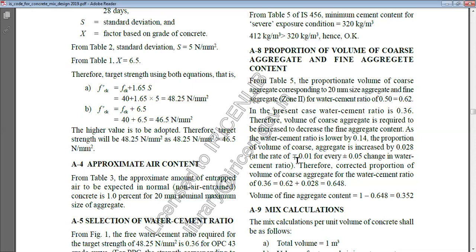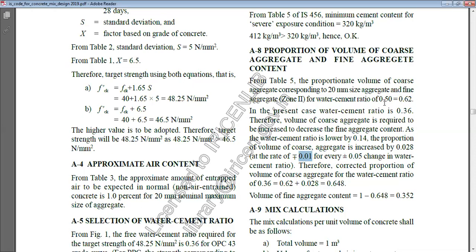If you increase or decrease the water cement ratio by 0.05, then obviously you need to decrease or increase the volume of aggregate by 0.01. It means the water cement ratio 0.5 corresponds to 0.62.